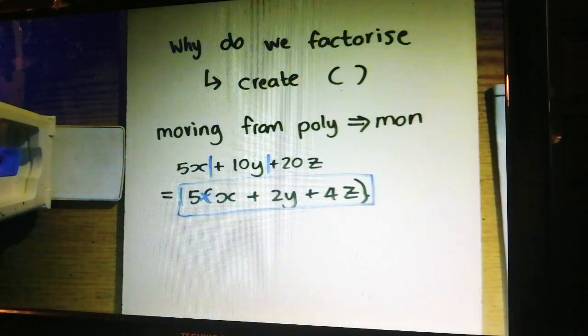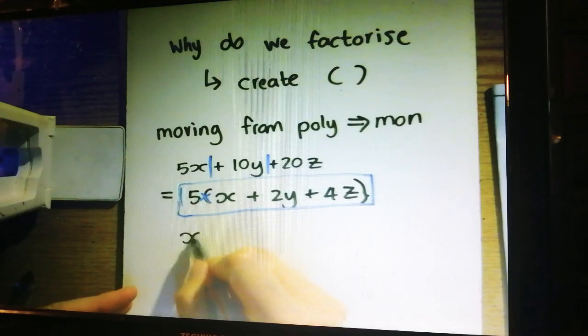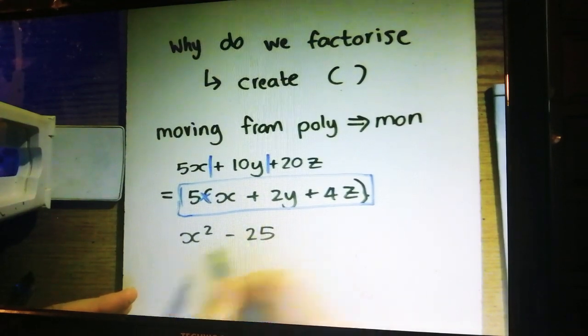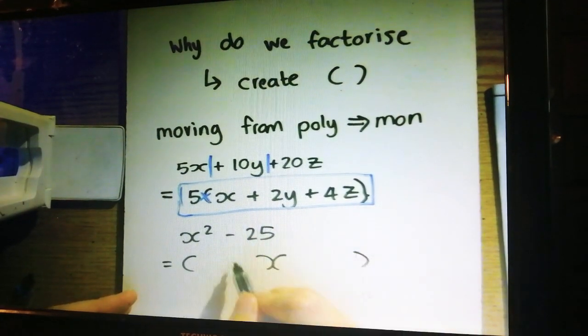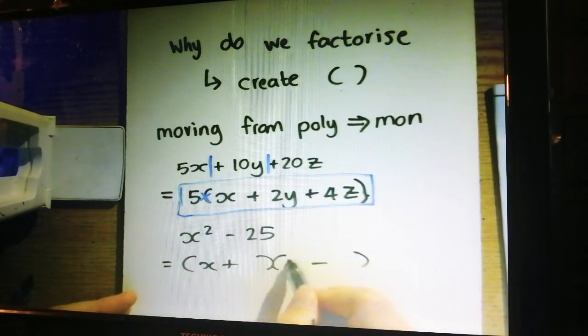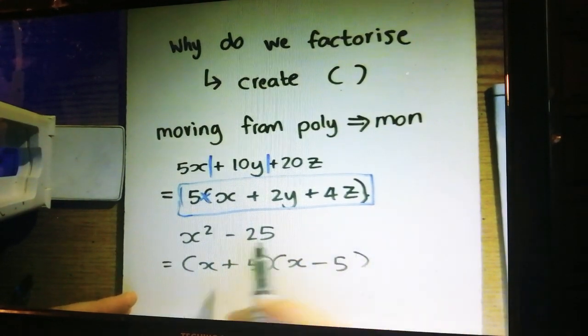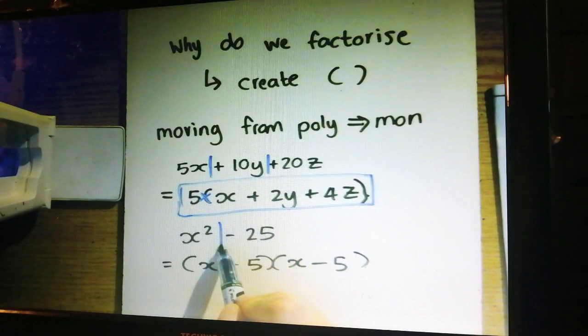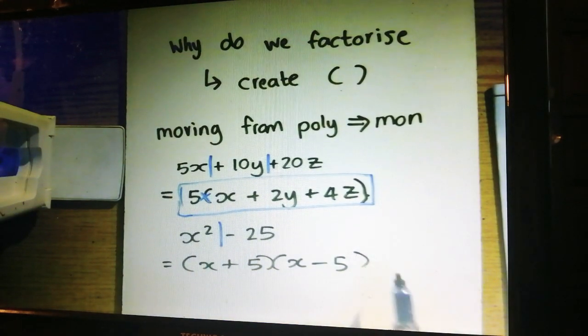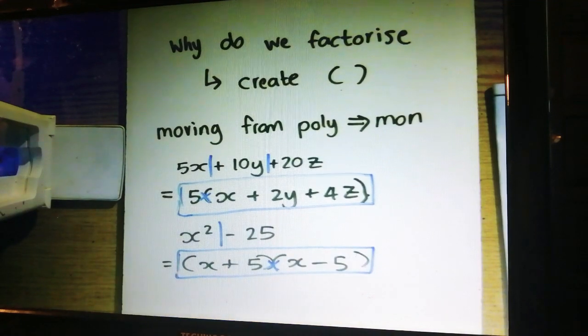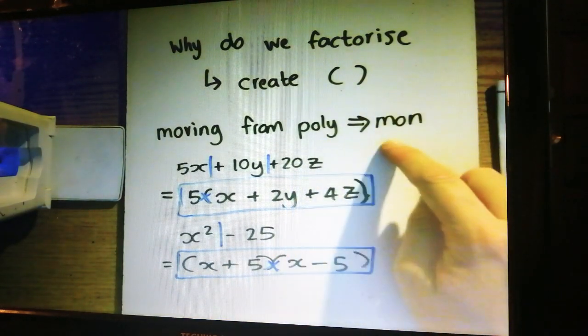Don't believe me? Let's try one more. In dots, we said x squared minus 25. What happened? Plus minus, x and x, 5 and 5. How many terms did we have here? 2 terms. But how many terms do we have here? Joined. 1 term. Why is this so important to move from a polynomial to a monomial?